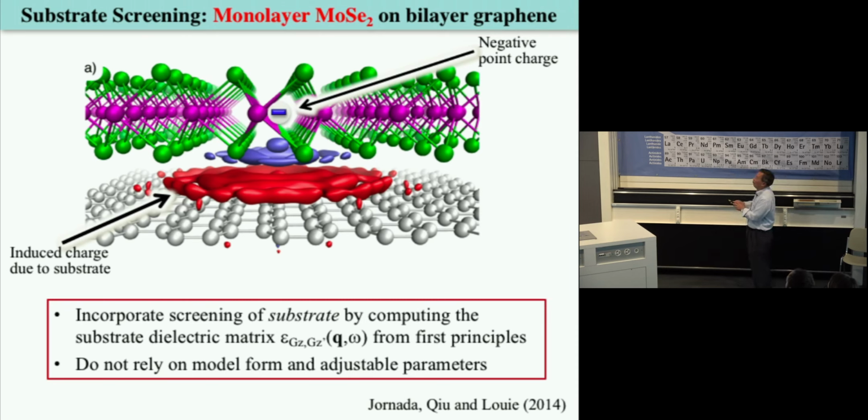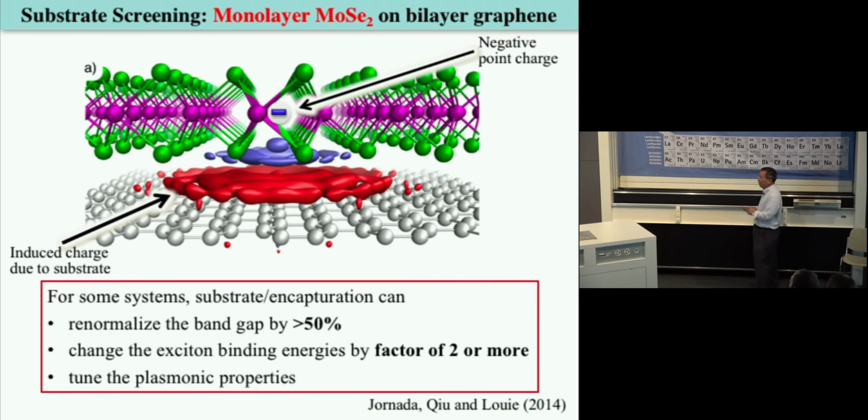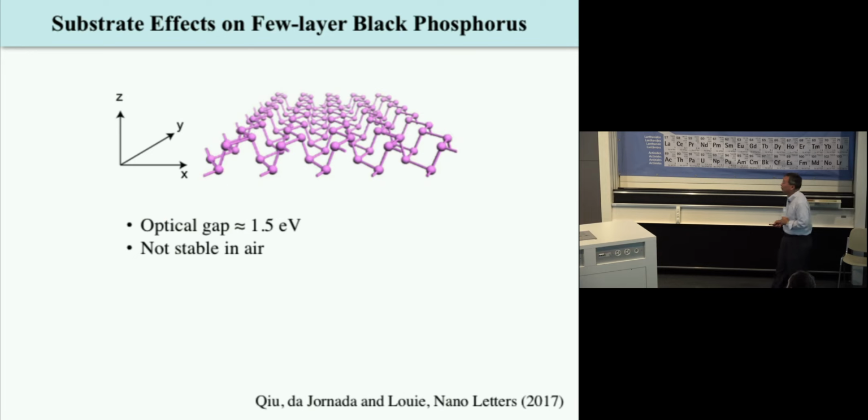So here I give you an illustration of a monolayer molybdenum disulfide sitting on top of just a layer of graphene. If I put a point charge here and ask what is the induced electronic screening charge due to the fact that I have an extra layer of graphene, you find that the induced charge looks like this. It's quite complicated. And in order to get this right, you really need to incorporate the full non-local dielectric screening effect into the system.